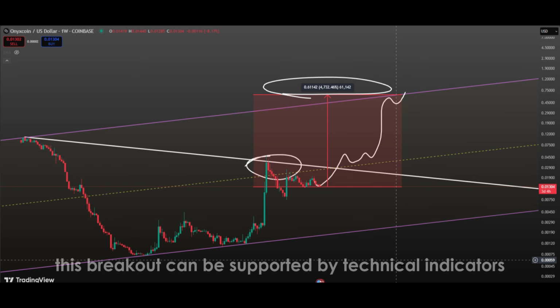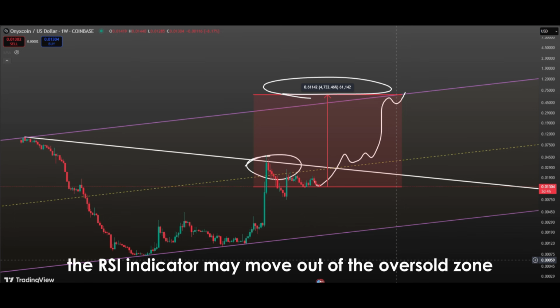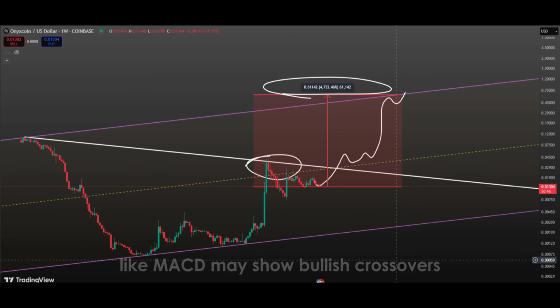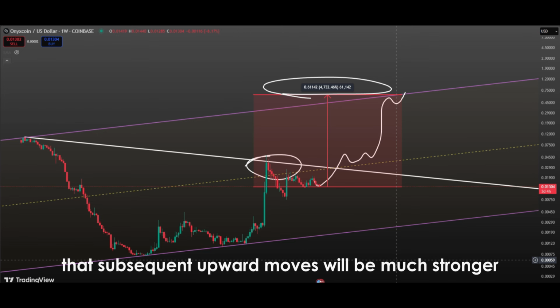At the same time, this breakout can be supported by technical indicators. For example, the RSI indicator may move out of the oversold zone and gain upward momentum, while trend-following indicators like MACD may show bullish crossovers, confirming the strength of the rise. These signals give investors confidence that subsequent upward moves will be much stronger.